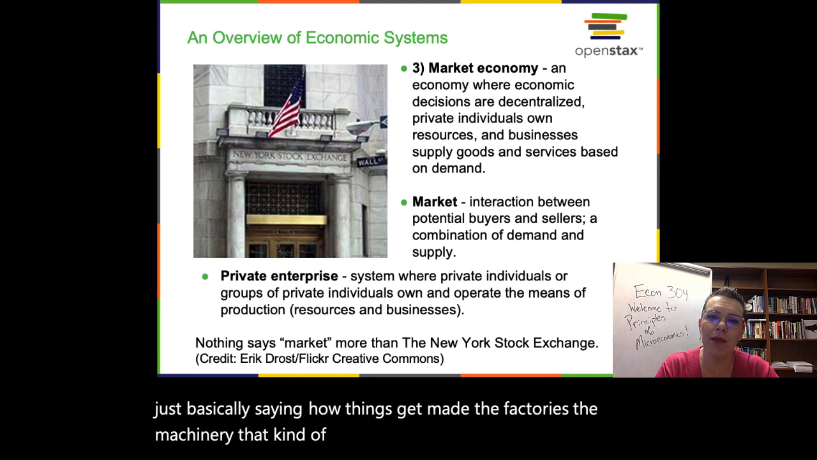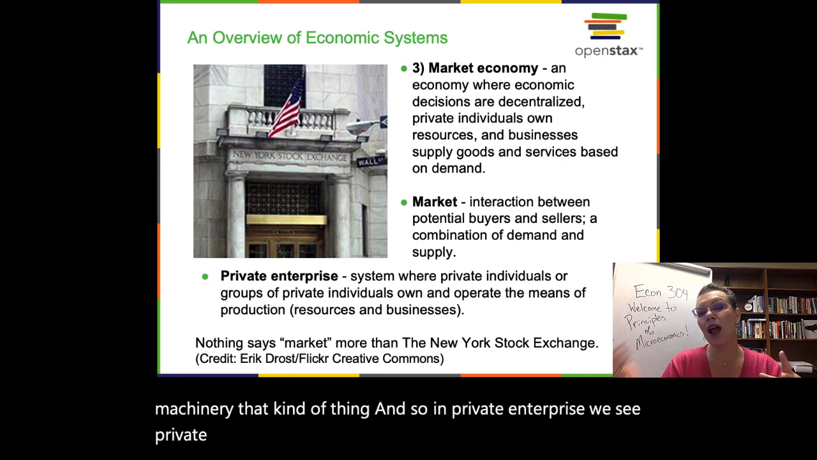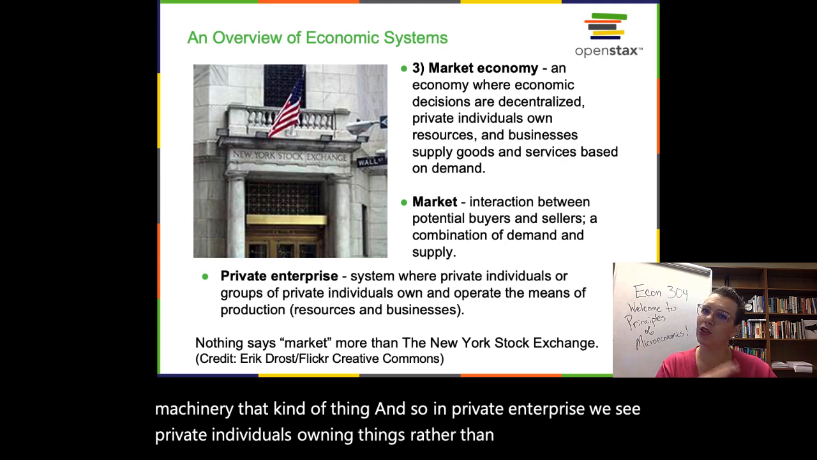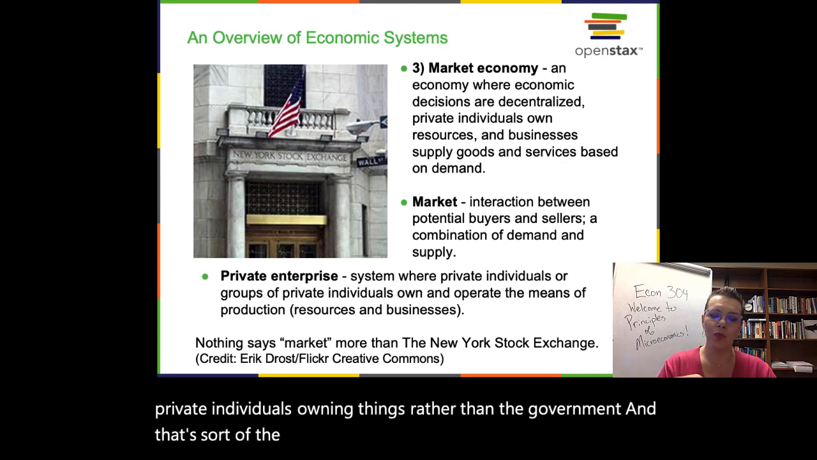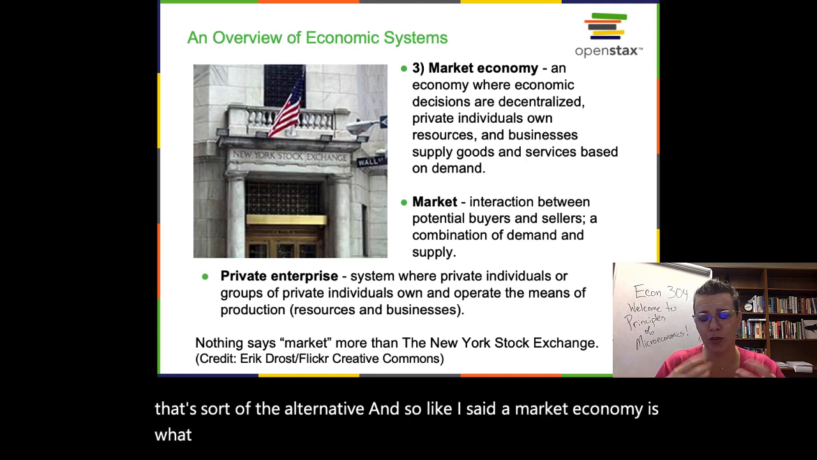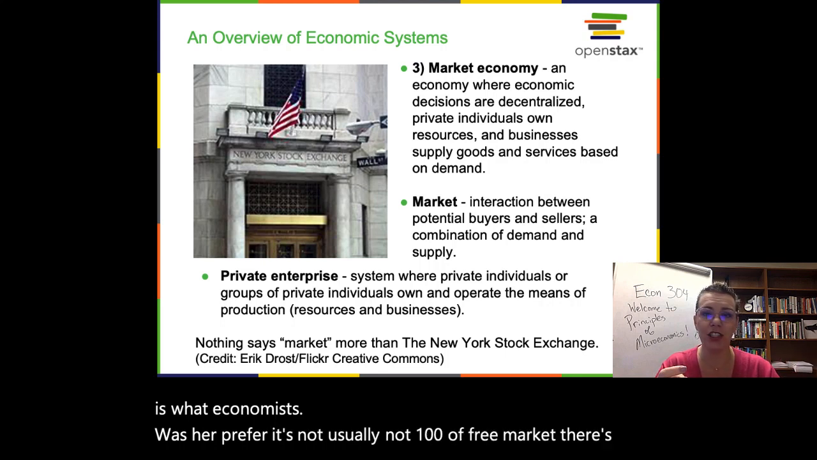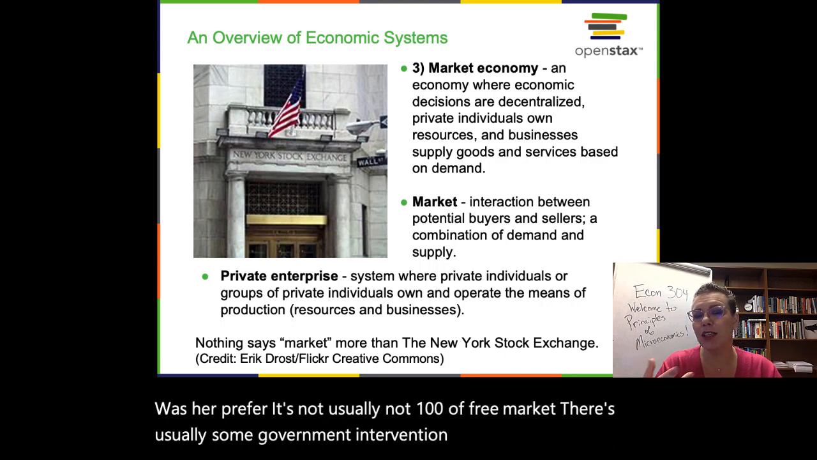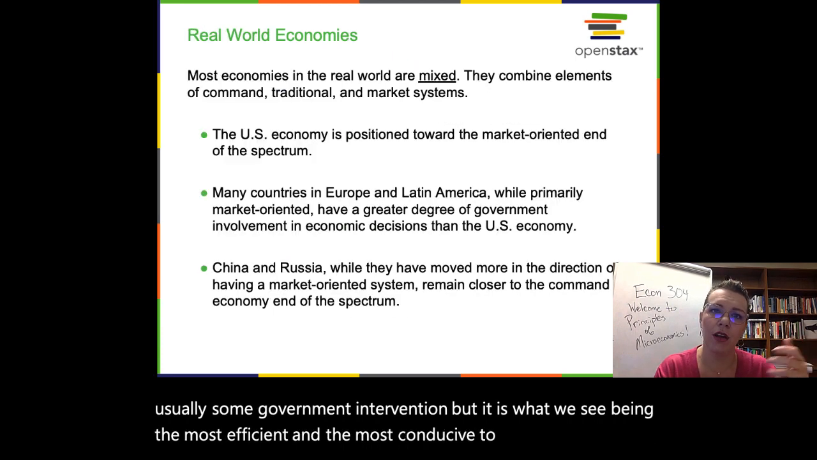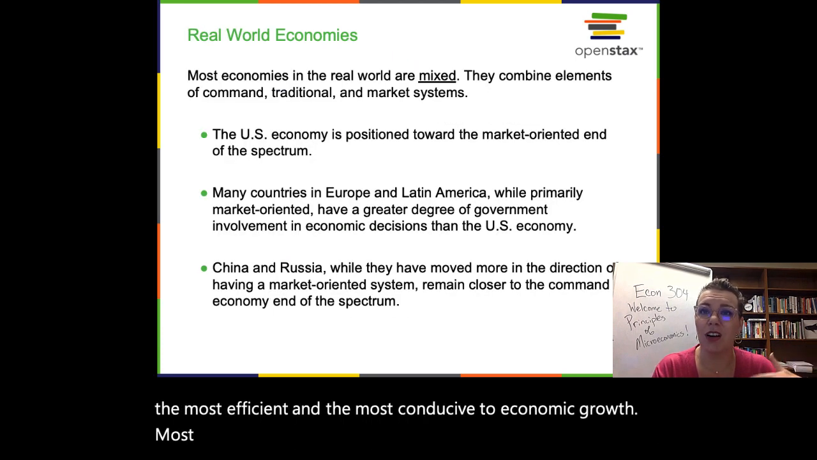And so in private enterprise, we see private individuals owning things rather than the government, and that's sort of the alternative. And so, like I said, a market economy is what economists prefer. It's usually not 100% a free market. There's usually some government intervention, but it is what we see being the most efficient and the most conducive to economic growth. Most economies in the real world are actually mixed.